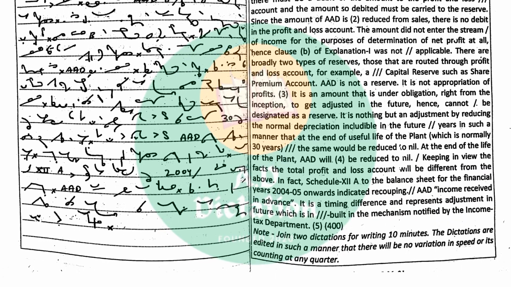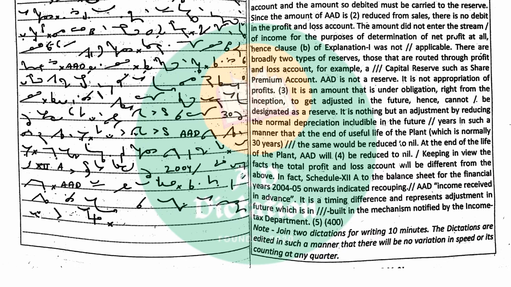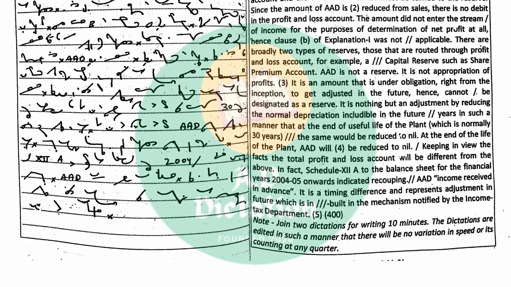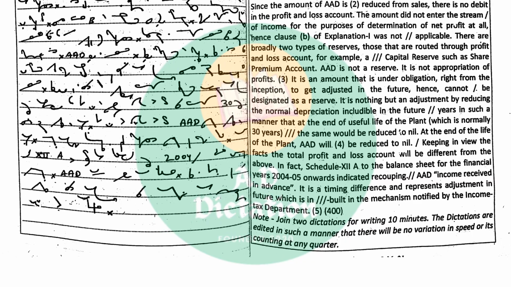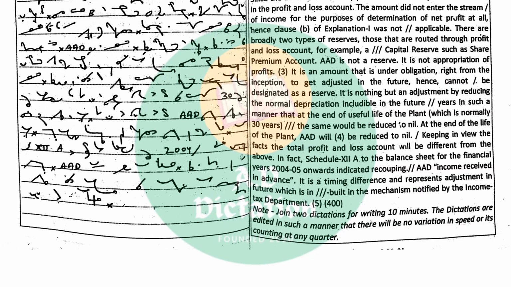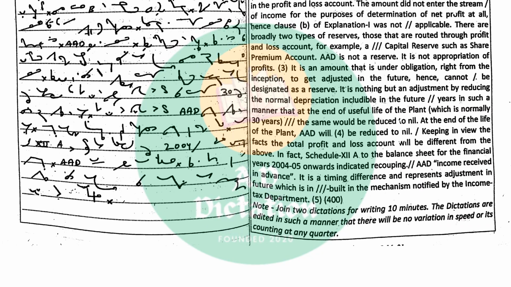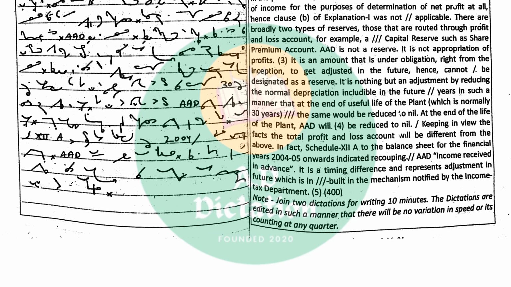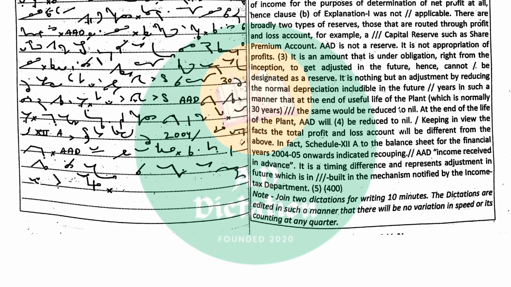Keeping in view the facts, the total profit and loss account will be different from the above. In fact, Schedule 12(A) to the balance sheet for the financial years 2004-05 onwards indicated AAD as "income received in advance". It is a timing difference and represents an adjustment in future, which is inbuilt in the mechanism notified by the Income Tax Department.